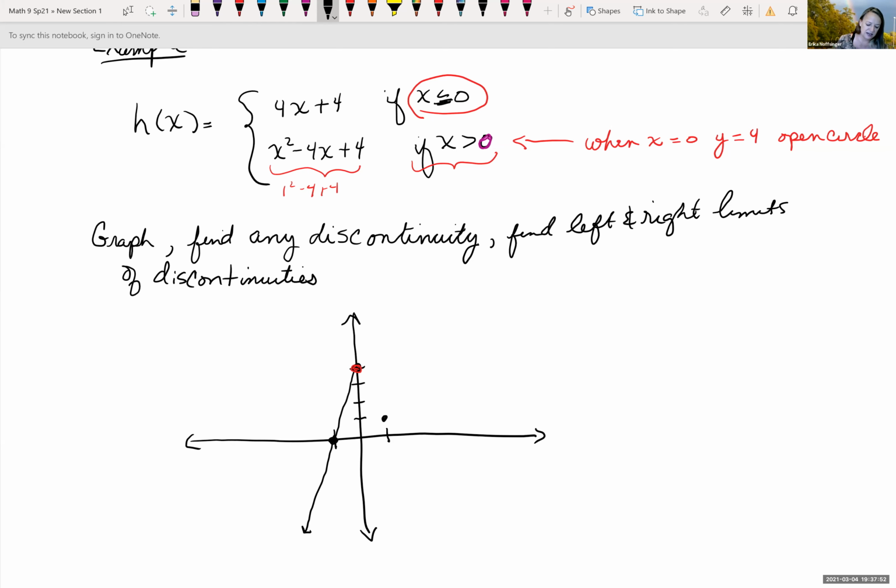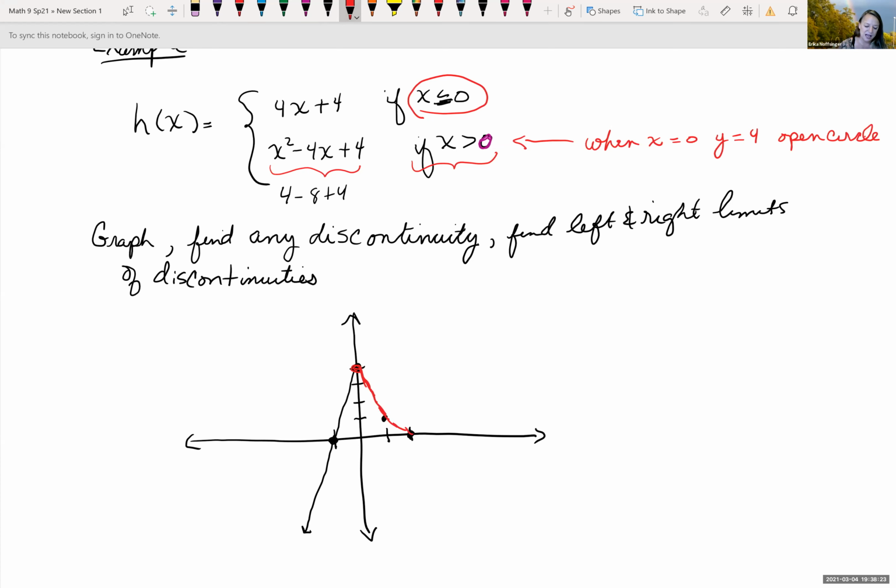I can plug in another value. If I plugged in 2 there, 2 squared is 4, minus 4 times 2, that's 8, plus 4, I get 0. And so when I draw this piece, the second equation, I do not want to extend the second equation to the left of 0 because it's not defined there. And I want to graph this.